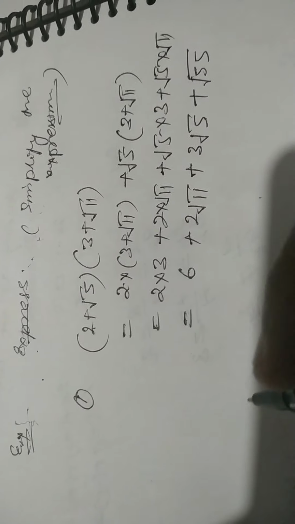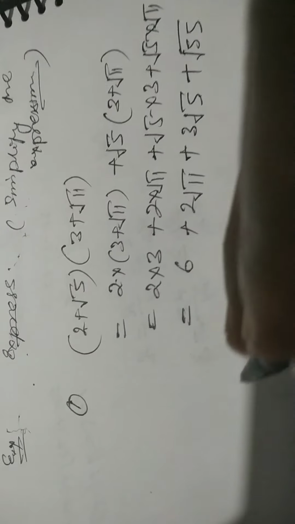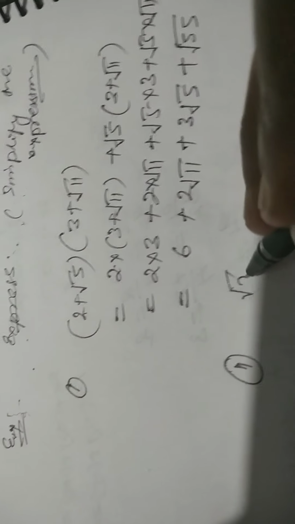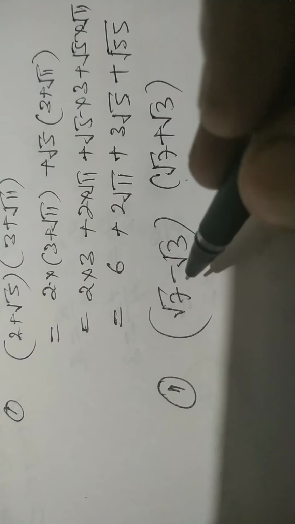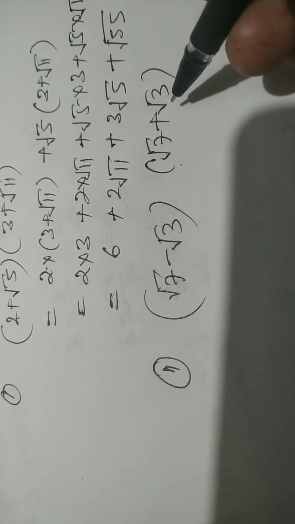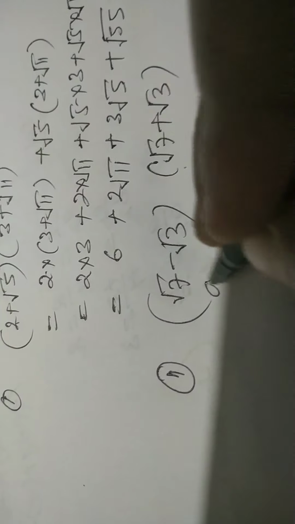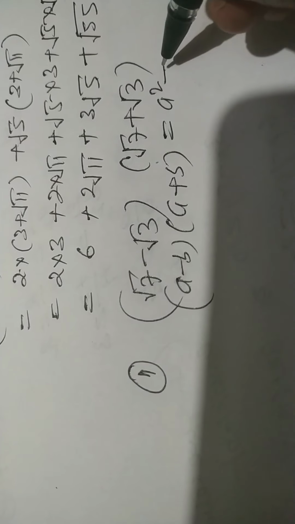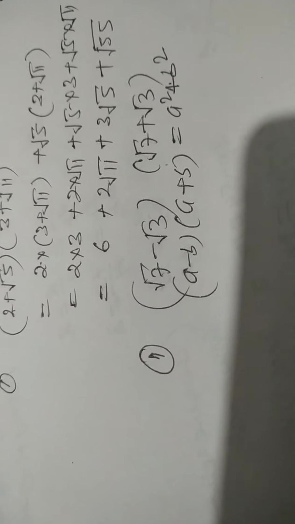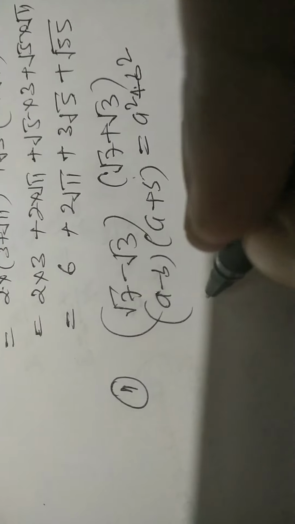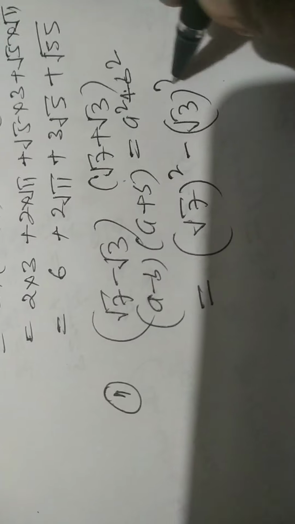Now the most important part, the second part: (√7 − √3)(√7 + √3). Let's check it. Both factors are the same, but in the first the sign is minus and in the second it is plus. That means (a − b)(a + b), which we studied in previous classes, is equal to a² − b². Now put in the values: (√7)² − (√3)².